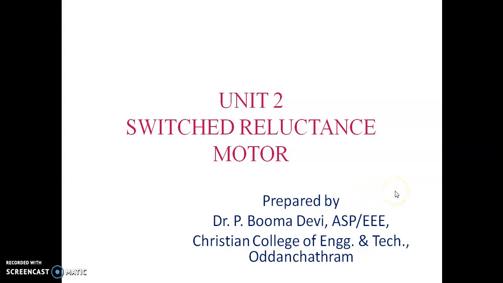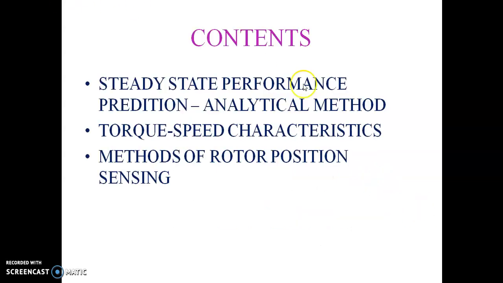Today we are going to discuss Unit 2, the switched reluctance motor. The contents which we are going to discuss in Unit 2 are steady state performance prediction by analytical method, torque speed characteristics, and methods of rotor position sensing.